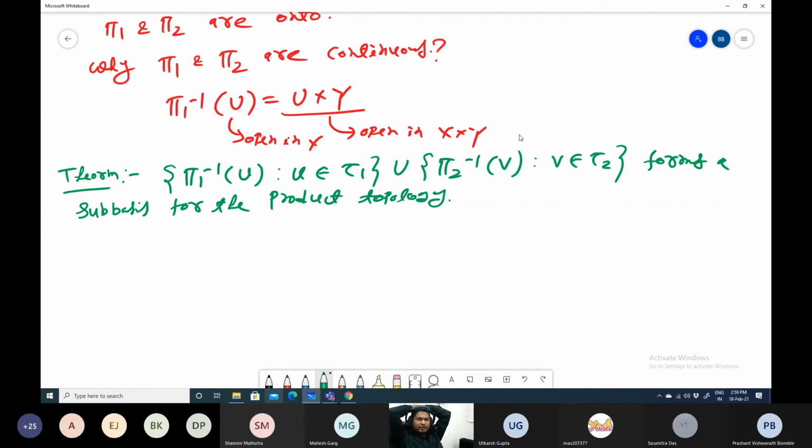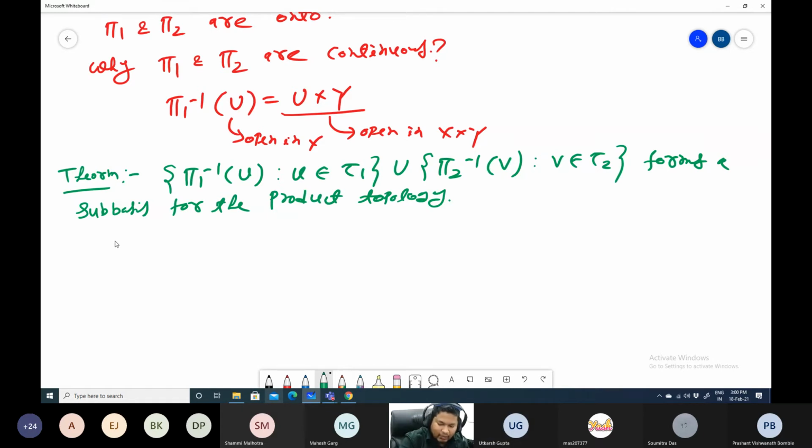Now you people have lots of doubt on subbasis, right? Now just prove that this is a subbasis for the product topology. Because pi 1 inverse U intersection pi 2 inverse V is U cross V. Right. So it is done.